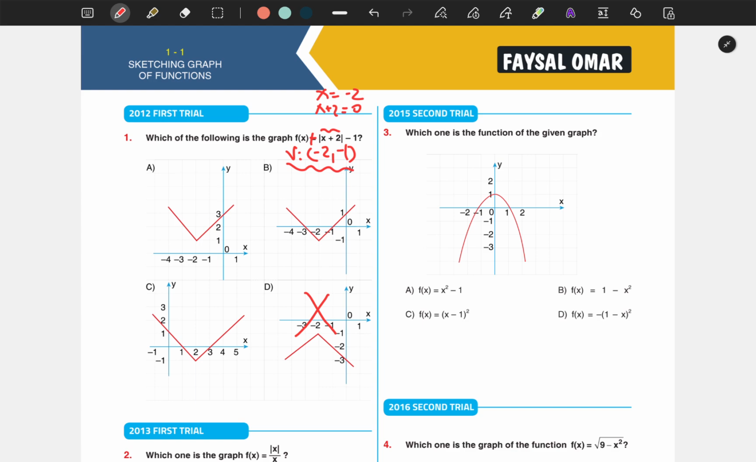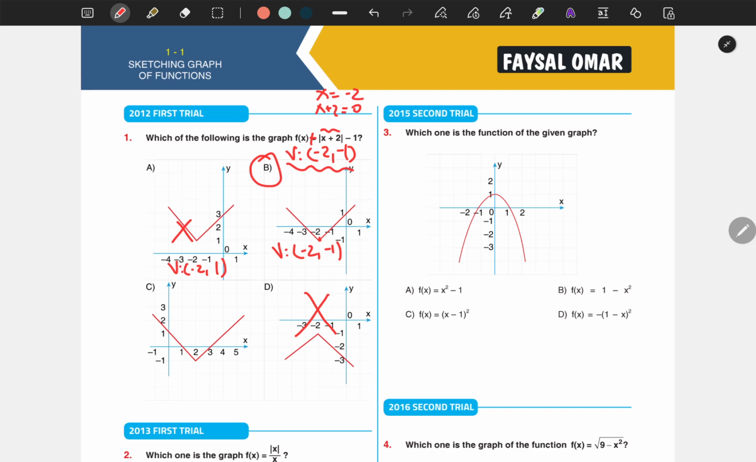When you look at it here, my vertex is x is negative 2, y is 1, isn't it? You see, it's not. Come to B: x is negative 2, y is negative 1, isn't it? Yes, this is my answer. No need to check the other one, B is the correct option. Okay, let's move to the other one.